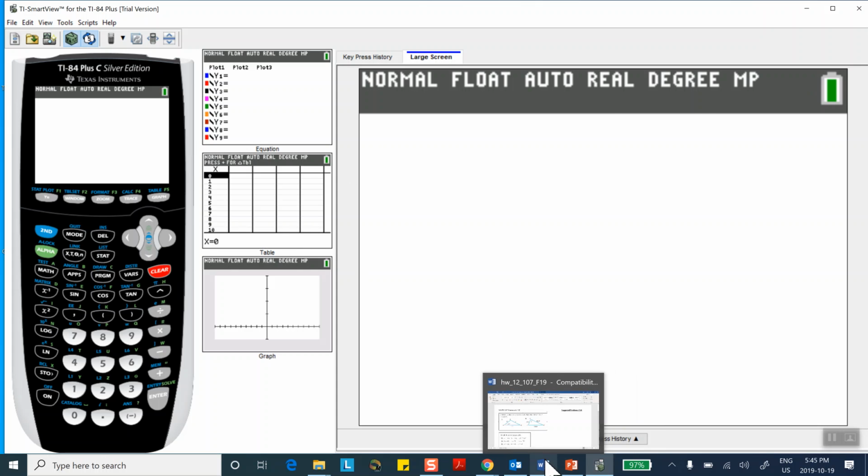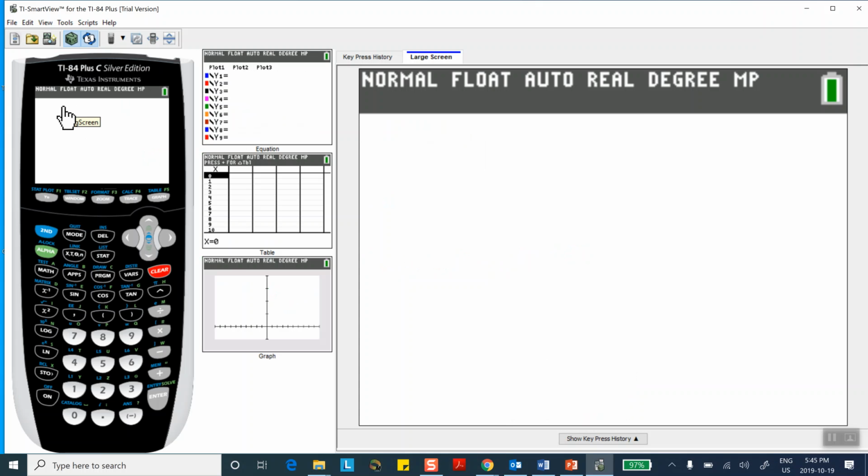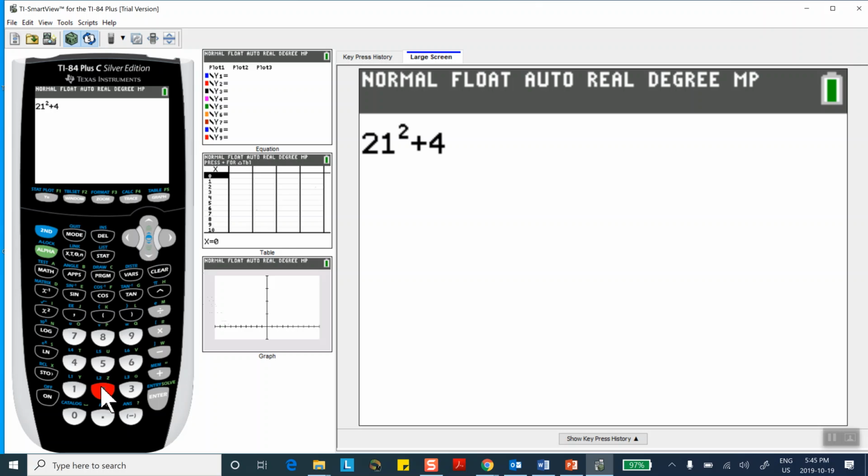All right, so let me see what those numbers were. It was 21 squared plus 42 squared.